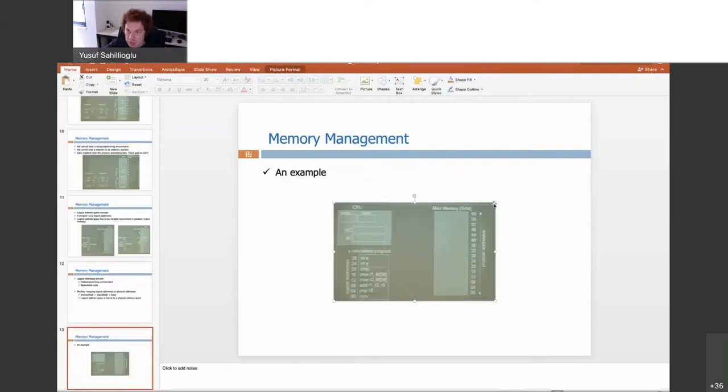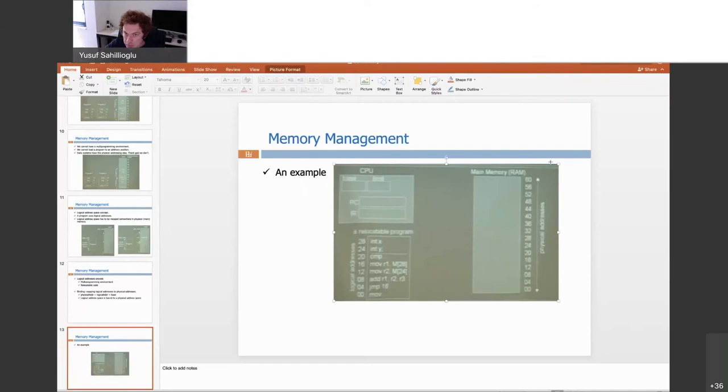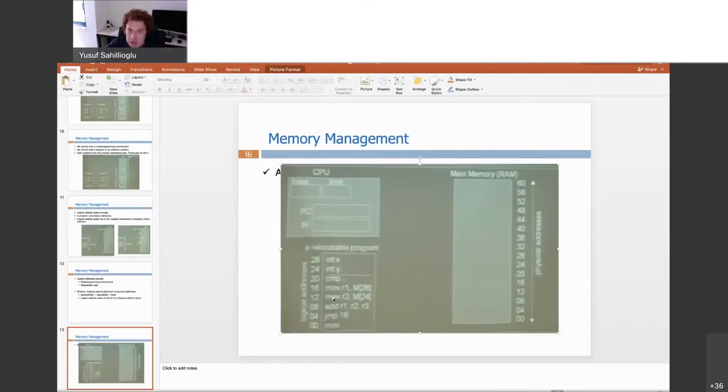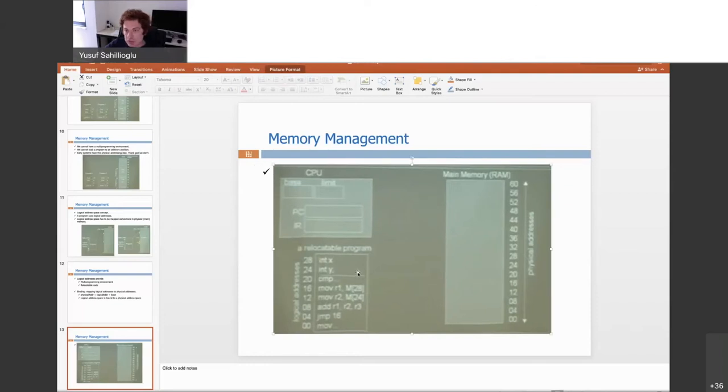So an example. I don't know why I kept them very small here, so let's see it clearly. So what is happening in this example? I have my CPU, okay, where the actions will happen.